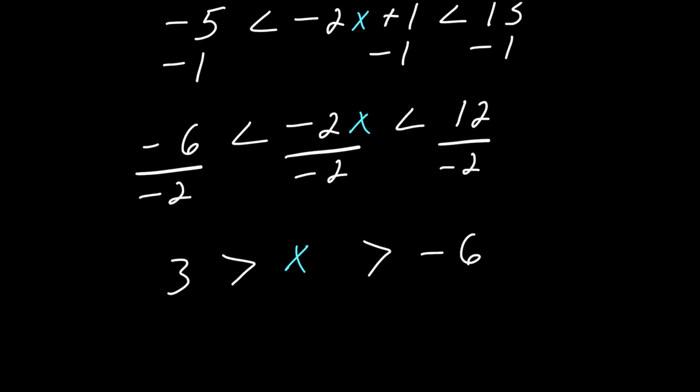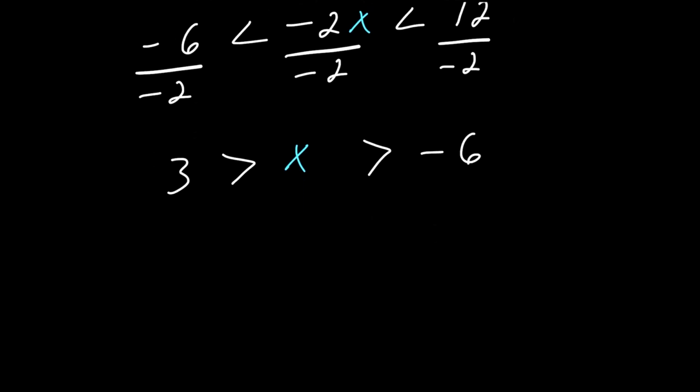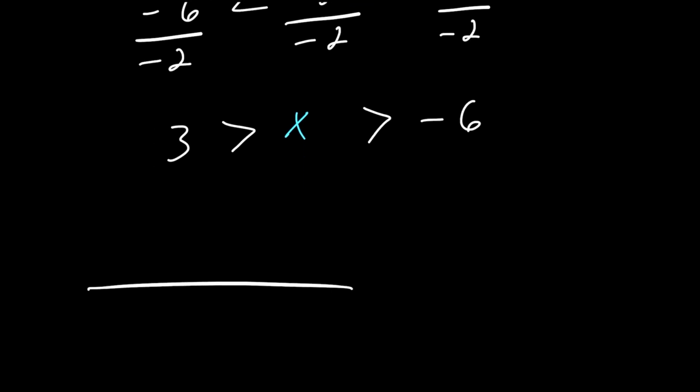Alright, so we're told to solve it, to graph it, and to write the answer in interval notation. So let's go ahead and graph this. We're told that 3 is greater than x, and we're told x is greater than negative 6. So over here we're going to write in negative 6, and we're told that x is greater than negative 6, so it does not include negative 6. And over here we're told that 3 is greater than x, or x is less than 3. So right over here we're going to put 3, and it does not include it as well. So we're going to use an open circle, and it's everything in between. So our solution is any number between negative 6 and 3.